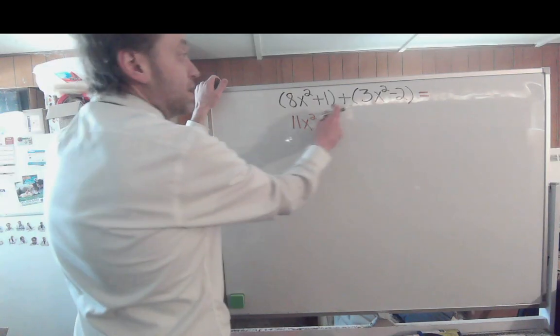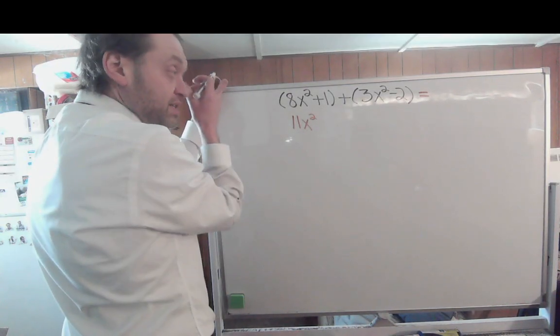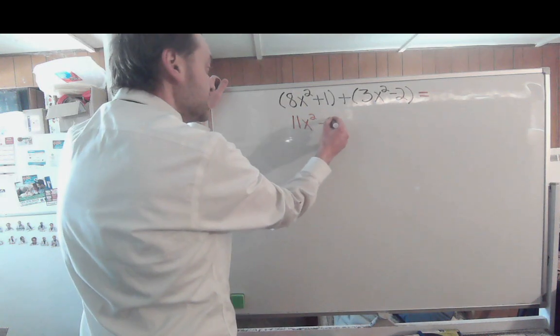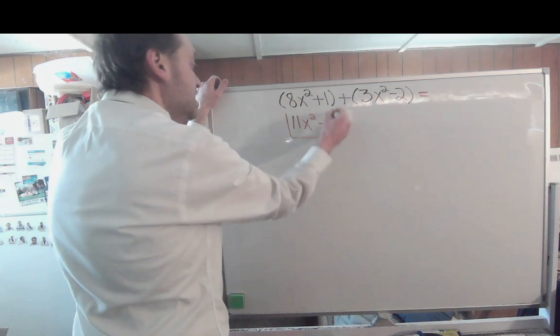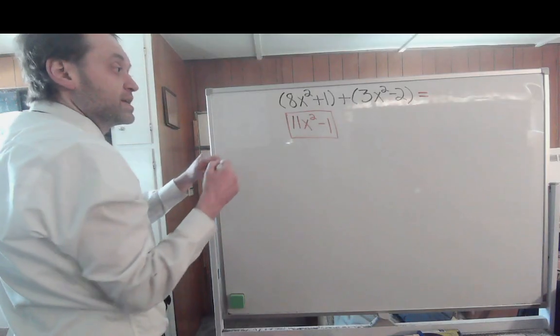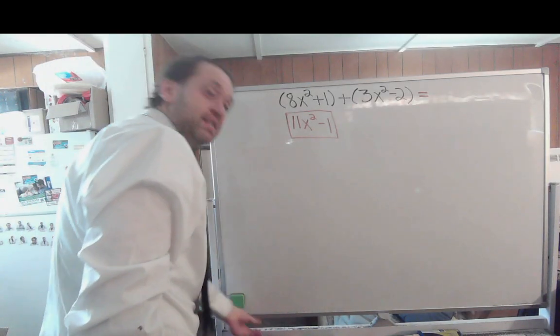And then 1 and negative 2 are constants, so 1 plus negative 2 is minus 1. So you should end up getting 11x squared minus 1 for your answer. Easy enough, right?